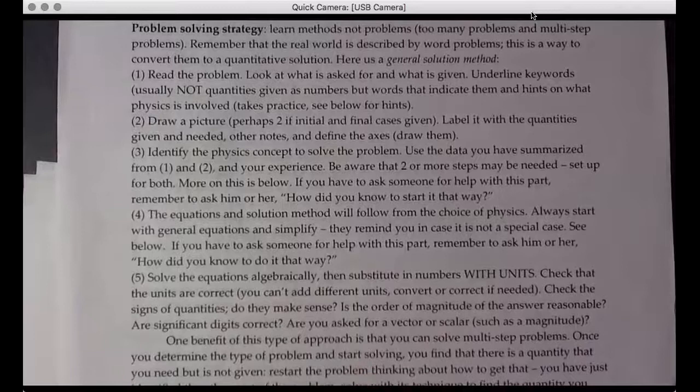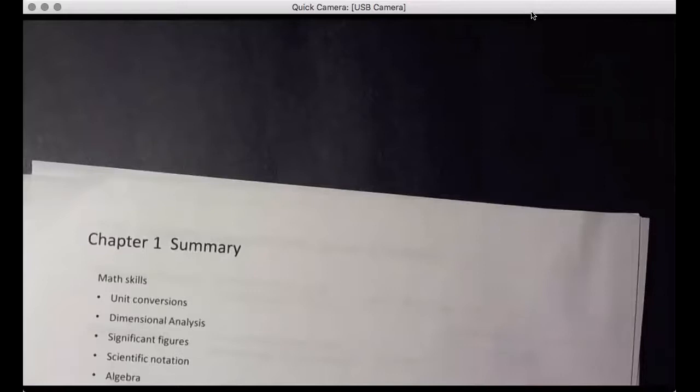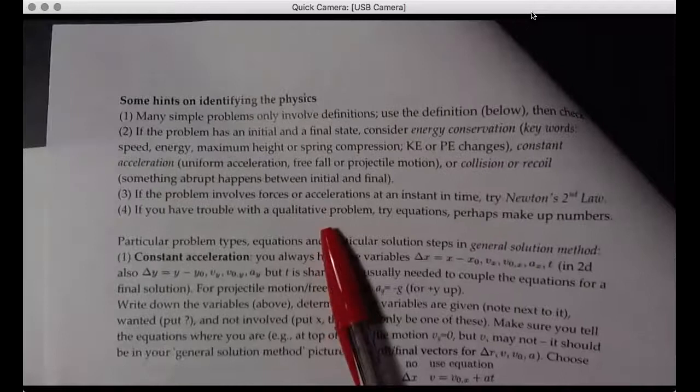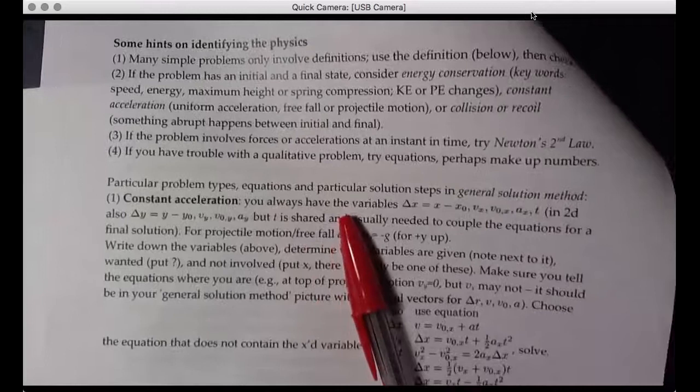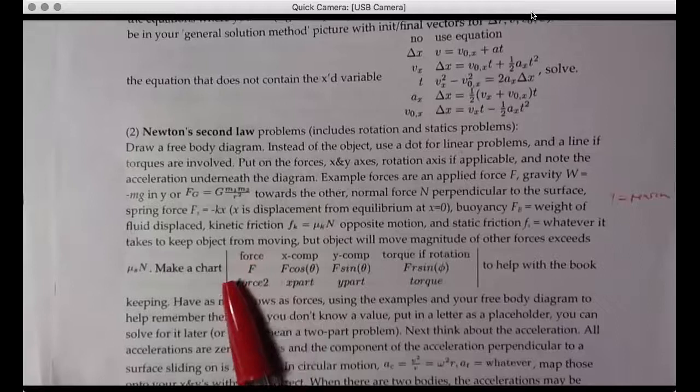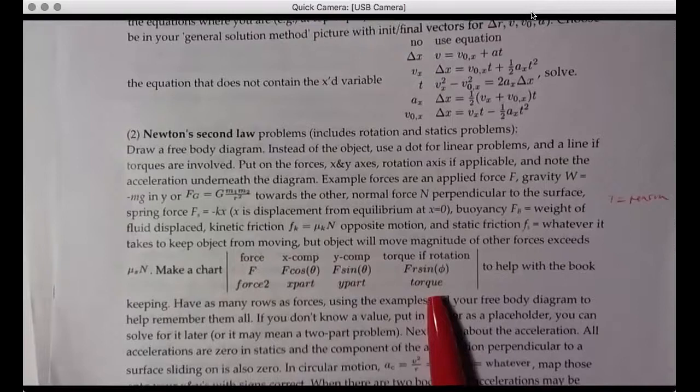And this particular example here comes back and says, okay, here's hints on getting which the physics are. You know, what are you looking for? Kind of words. You can read this on your own. It's posted again in Moodle under the How to Succeed section down where the links are. Then we go through here, constant acceleration, or kinematics, step by step. Newton's second law, step by step, including that all important, make a chart: force, X, Y, and torque if it comes from anything in the latter half of the problem.